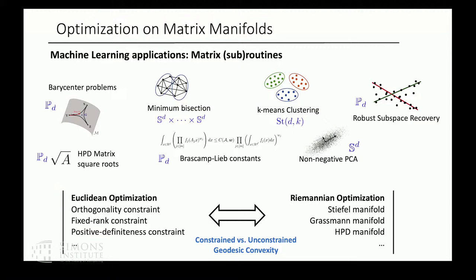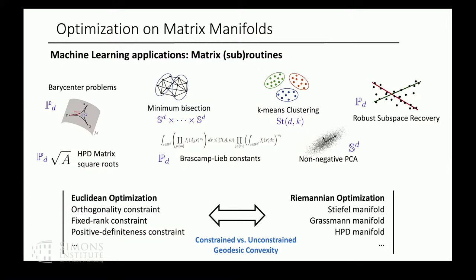Right? So in the Riemannian setting, we can solve these problems as an unconstrained optimization problem, and that's oftentimes easier to do than a constrained problem. That's one of the key motivations for why people originally started to look into Riemannian optimization.